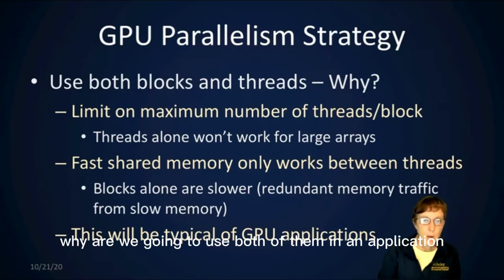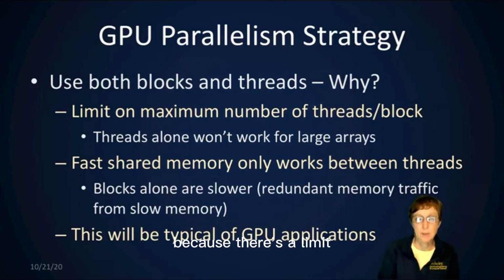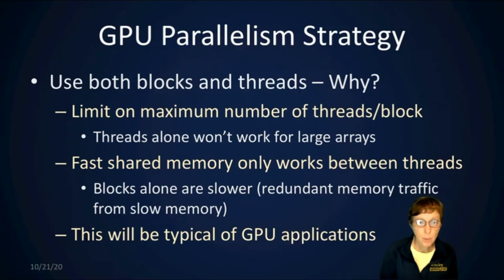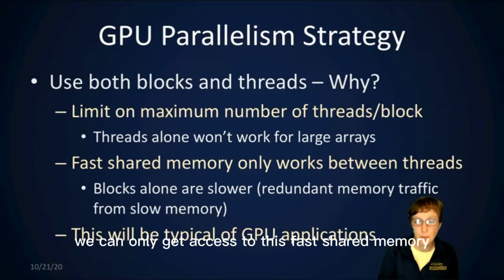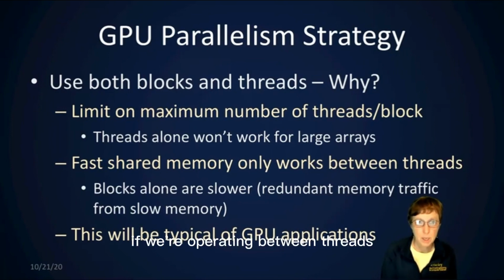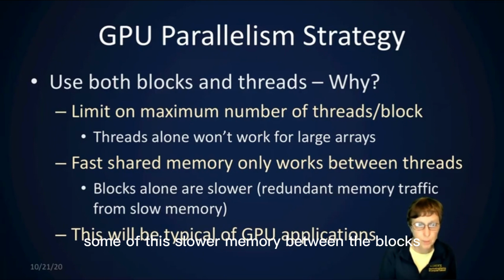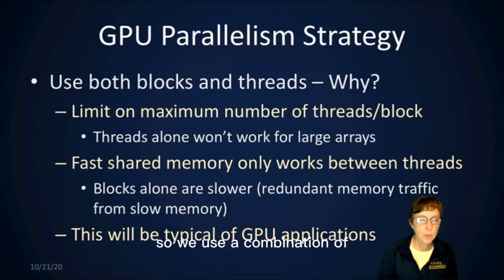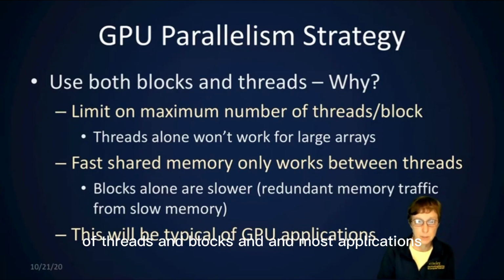But why are we going to use both of them in an application? Well, we can't use all threads because there's a limit on the maximum number of threads per block. So threads alone aren't going to work if you've got an array that's larger than 1024. We're also not going to use only blocks because we can only get access to this fast shared memory if we're operating between threads. We could still share some of this slower memory between the blocks, but we don't want to do that for things that we're going to share quite frequently. So we'll use a combination of threads and blocks in most applications.